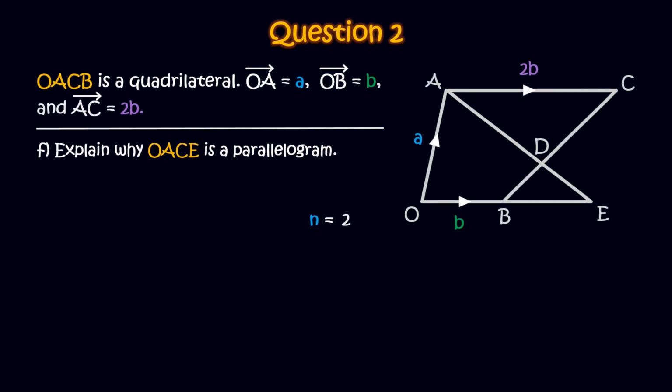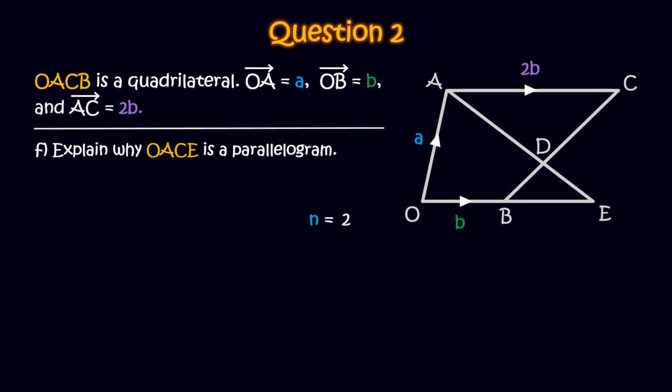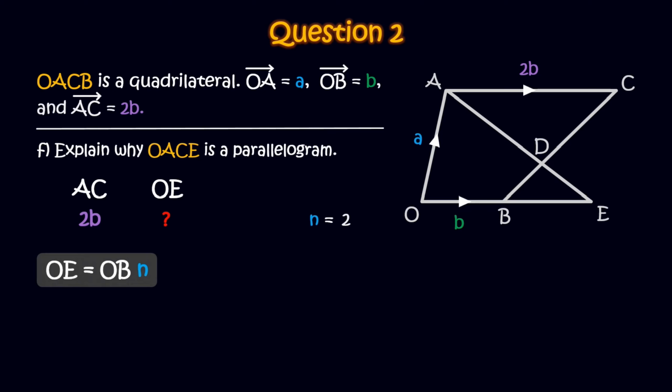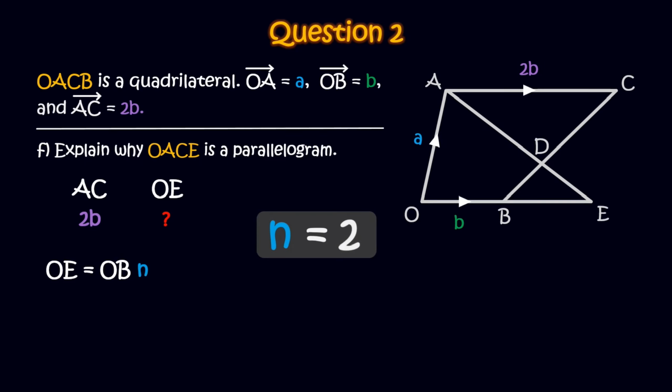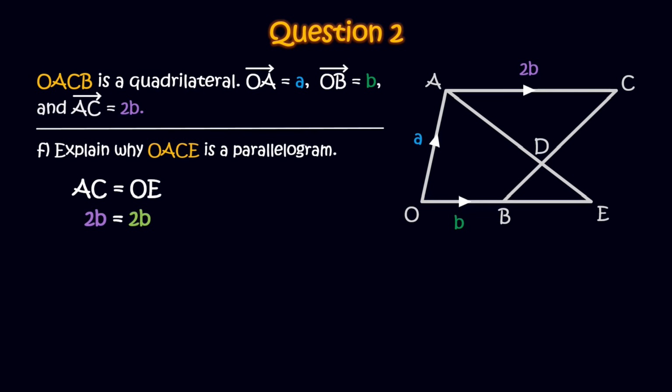In the next part, we have to prove that OACE is a parallelogram, for which we need to prove that the opposite sides are equal in length. Starting with AC and OE. OE is unknown. In the last part, we found the equation OE equals OB times n. Plug in the values of n and OB to find OE, which gives the answer OE equals 2b. Therefore, we have proven that AC and OE are equal.